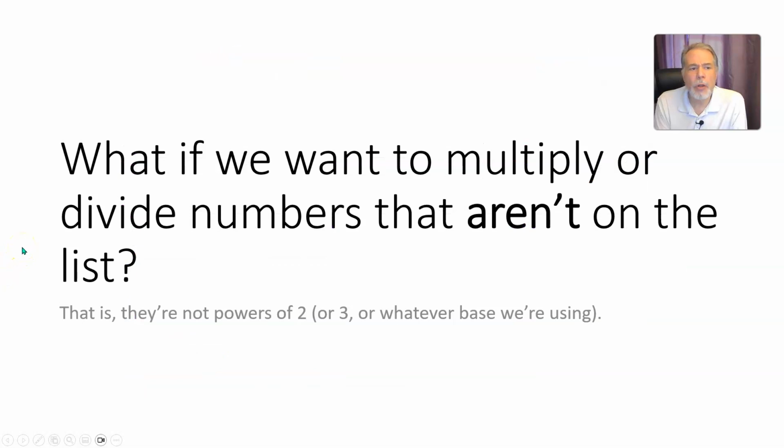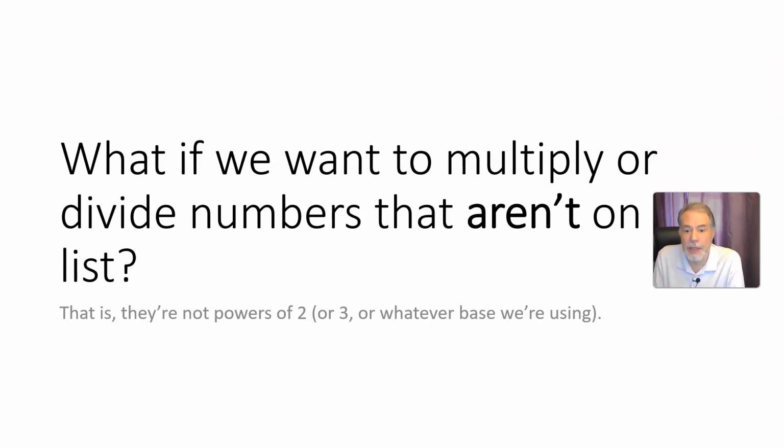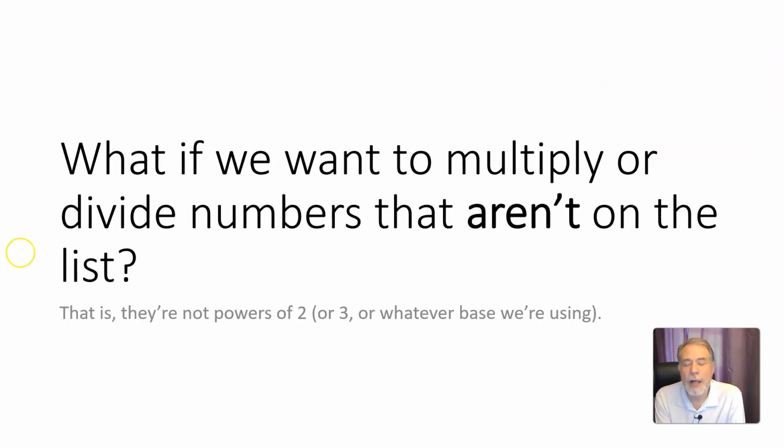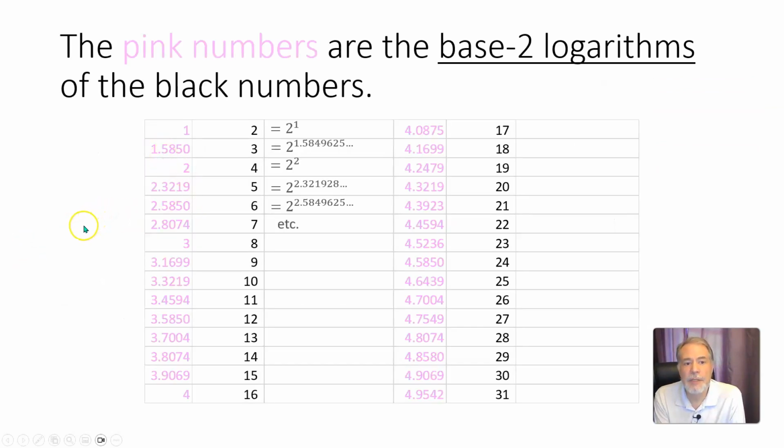What if we want to multiply or divide numbers that aren't on the list? That is, they're not powers of 2 or 3 or 10 or whatever base we're using. Well, we could use a table of logarithms like this that includes not just the whole number powers of 2, but also the numbers in between, the powers that you would have to raise 2 to get 3 or 5 or 6 or 7.